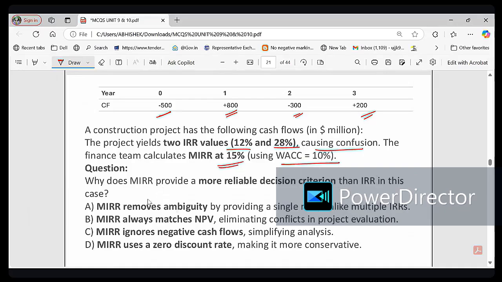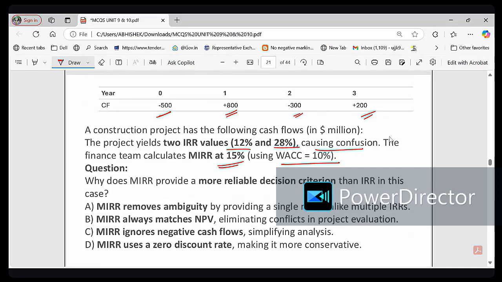Now the question is, why does MIRR provide a better decision-making tool as compared to IRR? Option A, MIRR removes ambiguity by providing a single rate. Option B, MIRR always matches NPV, eliminating the conflict in project evaluation. So these are project evaluation techniques, NPV, IRR, MIRR. This is the way we evaluate the project. Option C, MIRR ignores negative cash flow, simplifying analysis. Option D, MIRR uses a zero discount rate. So the question is, why does MIRR provide more reliable decision criteria, right?